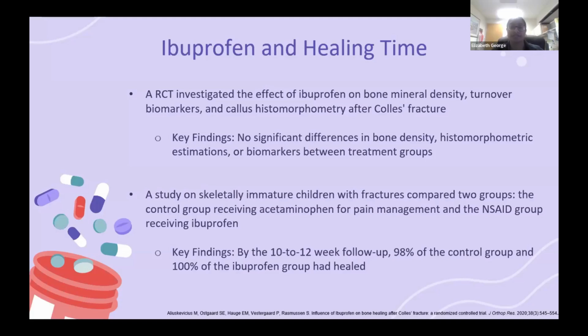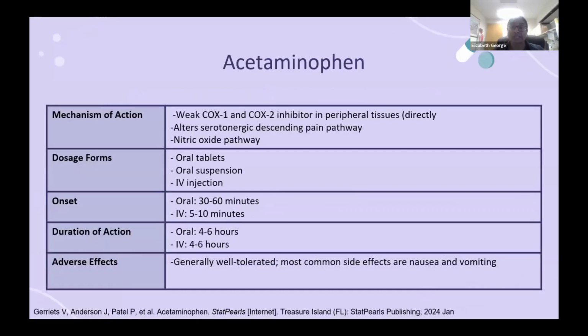So with the data from these studies, ibuprofen, especially in acute management, seems like it might not have a huge interference with healing time. And then lastly, I'm going to talk about acetaminophen. Acetaminophen has complex mechanisms that are not fully known. It has weak COX-1 and COX-2 inhibition in the peripheral tissues, and also acts at the peroxidase site of the enzyme and is distinct from NSAIDs.